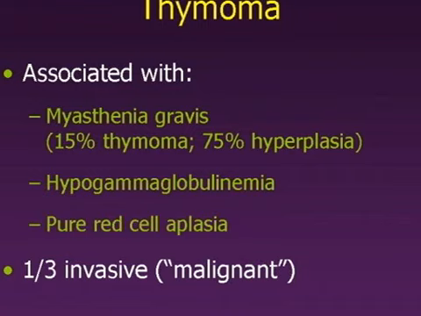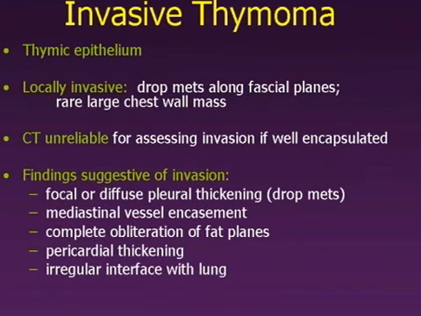About a third of thymomas are what used to be called malignant, and now we're calling invasive. This is in fact a true malignancy with a more aggressive course. These can be hard to diagnose, however. They too are comprised of thymic epithelium. They are locally invasive, and when they metastasize, the most typical appearance is that of drop metastases along the fascial planes and along the pleural surfaces. Rarely you can have a large chest wall mass.